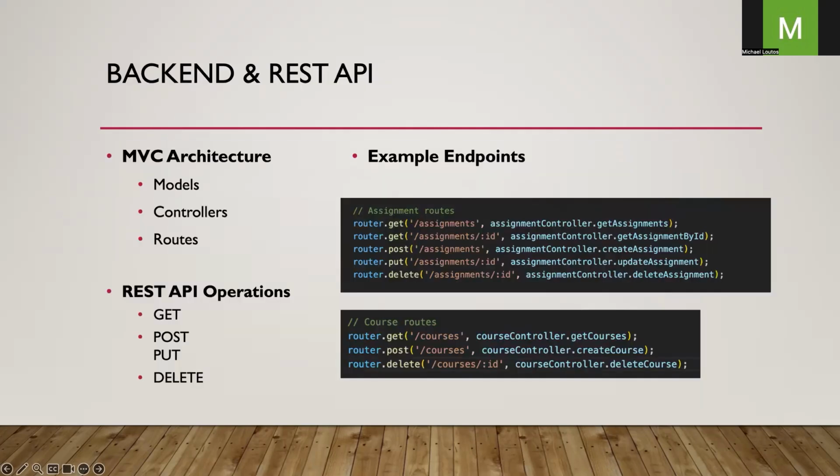The backend follows an MVC architecture using models, controllers, and routes. REST API endpoints were created to support CRUD functionality, including GET, POST, PUT, and DELETE requests. The backend communicates with MongoDB through Mongoose models and returns JSON responses to the Angular front end. These are some examples from our source code that show how we implemented these requests.